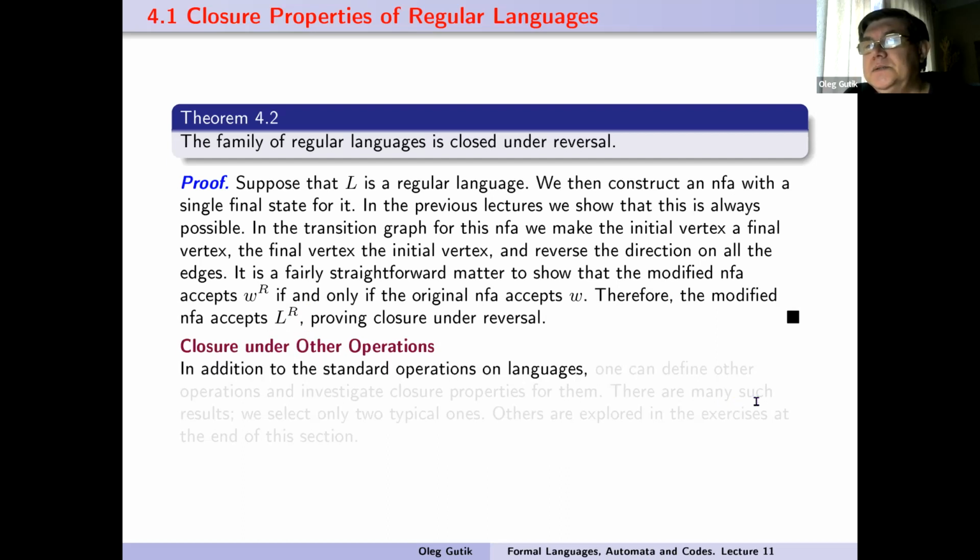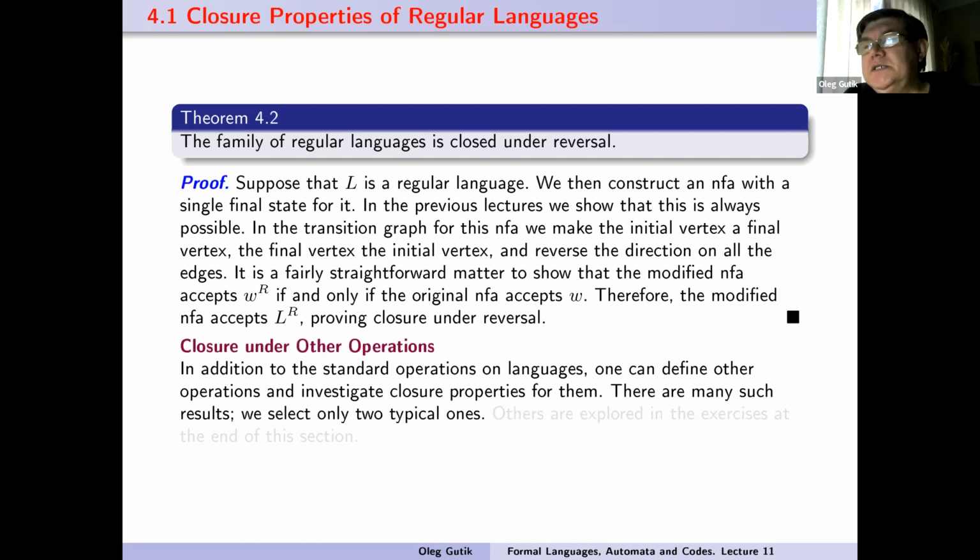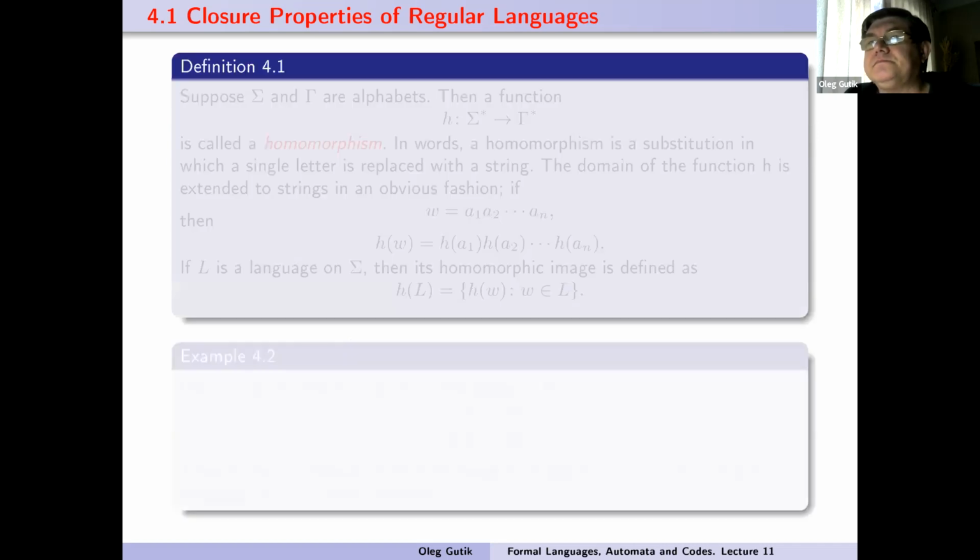In addition to the standard operations on languages, one can define other operations and investigate closure properties for them. There are many such results. We select only two typical ones. Others are explored in the exercises at the end of this section. Suppose sigma and gamma are alphabets, then a function h from sigma star to gamma star is called a homomorphism.